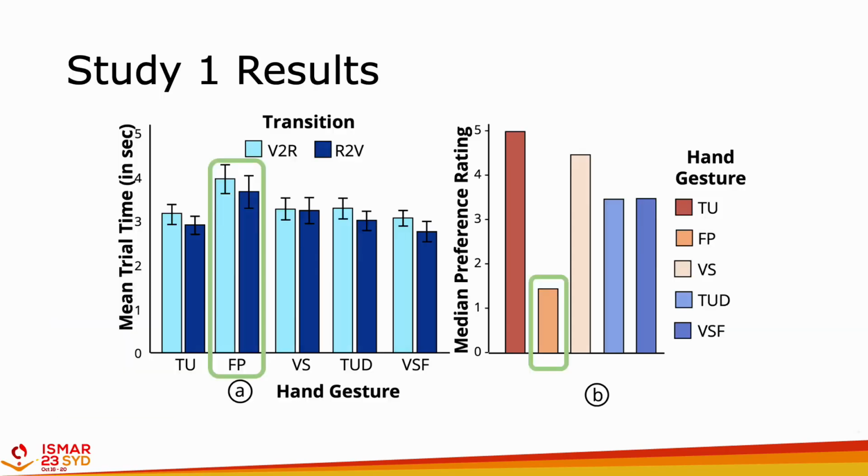From our study 1 results, it shows that finger pinch takes a longer trial time, and also it was least preferred by the participants. Thumbs up and V-sign flip were the most preferred, and took less time than the other techniques.